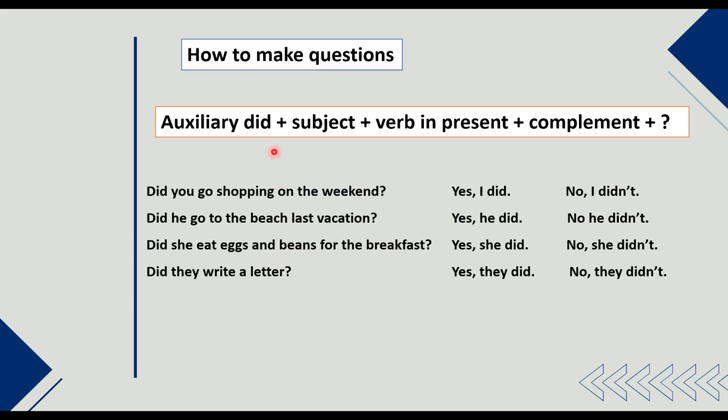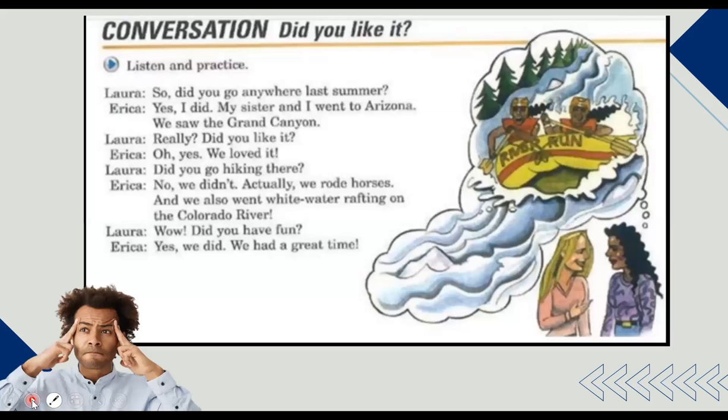Then we're going to need this structure to make a question. We are going to need the auxiliary did, subject, the verb in present, a complement, and the question mark. Auxiliary did, subject, verb in present, and complement, and finally the question mark. Let's practice in the next slide.